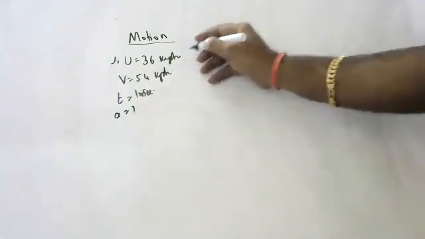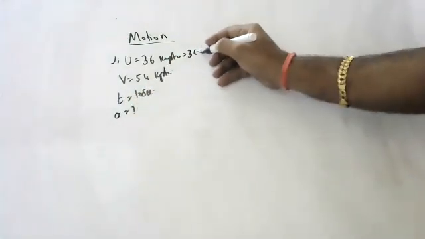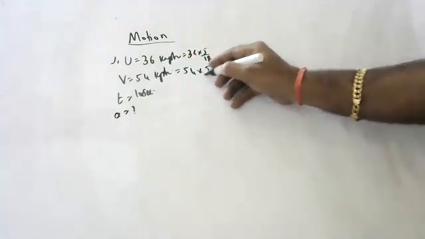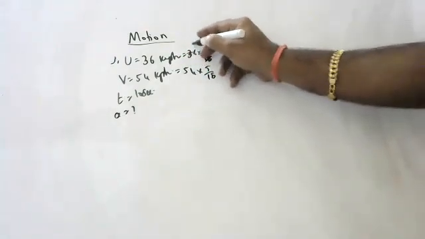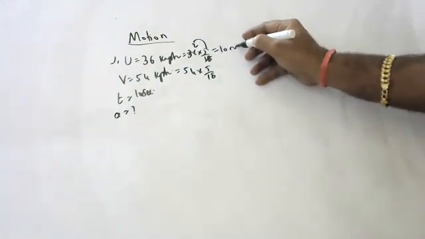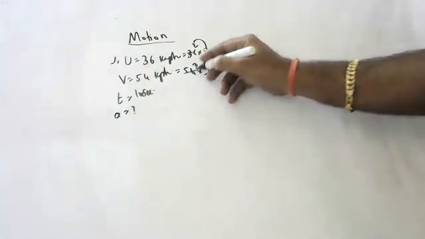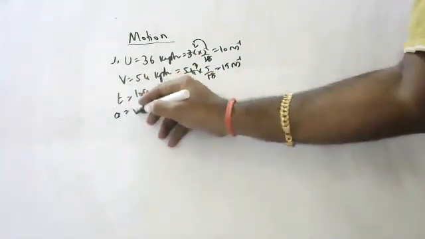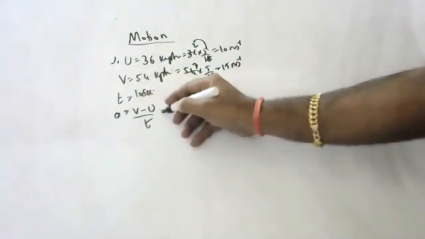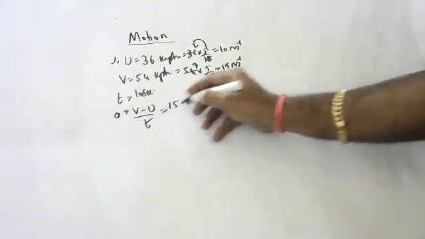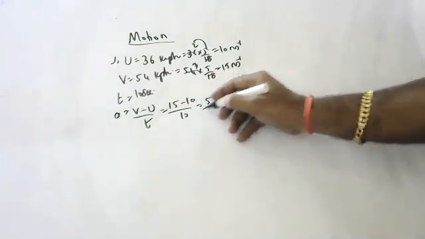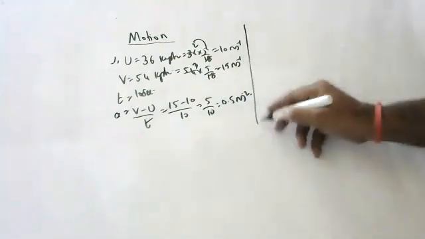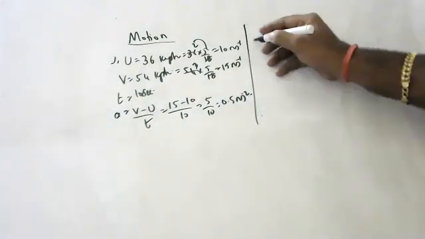Tanmay? Sir, can I say? Yes, sir. U is 10 meters per second, sir. 15 meters per second is v, sir. A is equal to v minus u by t, sir. That is 15 minus 10 by 10. 15 minus 10 by 10, it's 5 by 10, it's 1 by 2, it's 0.5 meter per second square. Okay, next question. Thank you.